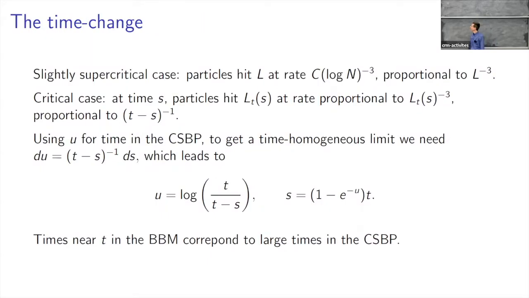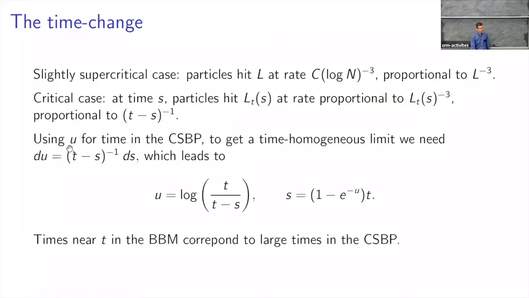To explain where that time change is coming from, we saw in the slightly supercritical case that particles were hitting the right boundary at a rate proportional to (log N) to the minus 3. We had that (log N) cubed time scale, and that's also a constant times L to the minus 3. And so in this critical case, we would expect that at time s, particles should hit the right boundary at L_t(s) at a rate proportional to L_t(s) to the minus 3, which is proportional to 1 over t minus s.